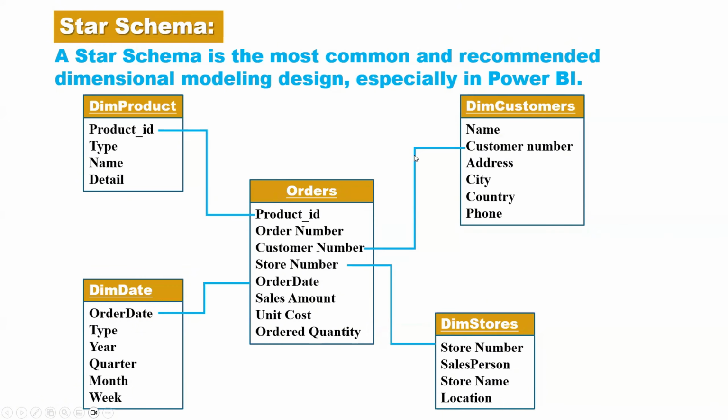Fact tables store numeric, quantitative data, often referred to as measures. Examples: sales amount, quantity, total cost, orders. Dimension tables store descriptive attributes used for slicing, filtering, and grouping. Examples: customers, products, dates, stores, etc.